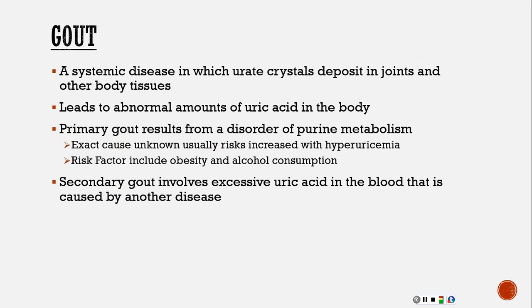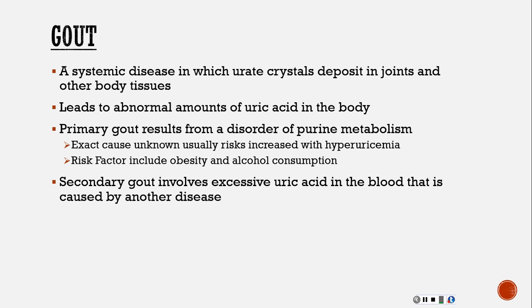All right, now we've got gout. It's a systemic disease in which urate crystals deposit into the joints and other body tissues. It leads to abnormal amounts of uric acid in the body. And there's two different types. There's primary gout, which results from a disorder of purine metabolism. The exact cause is unknown, but usually the risks are increased with hyperuricemia. And what do you think hyperuricemia is? It's based off of the word. Too much uric acid in the blood, right?